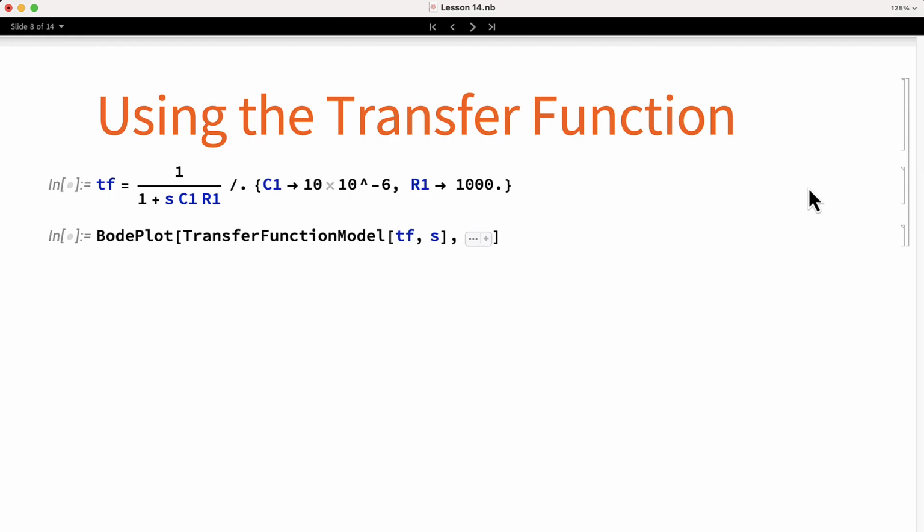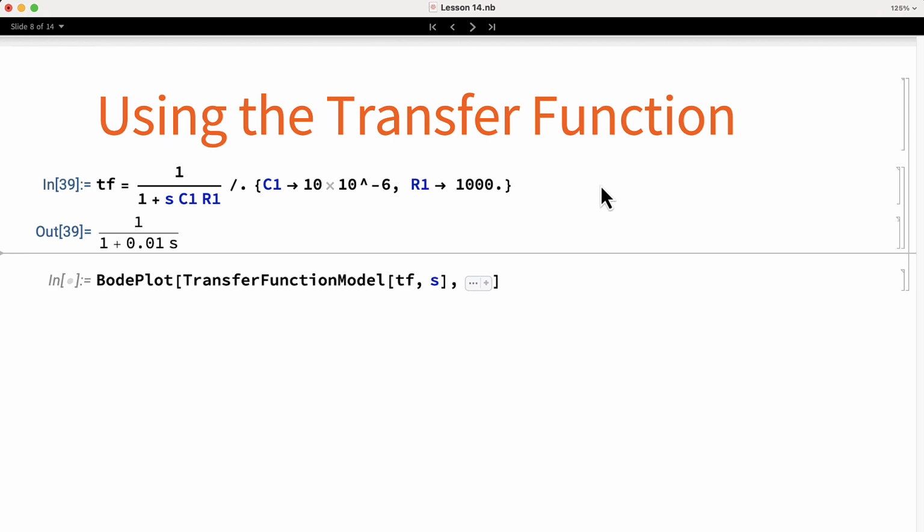Here is the transfer function we obtained before. I'm going to put numeric values for the resistor and capacitor. The capacitor will be 10 microfarads and the resistor 1 kilo ohm. And after simplification, the only symbol in the transfer function is S. We can use the function TransferFunctionModel to convert the formula into a Wolfram language transfer function. Then we can use the function BodePlot to show the frequency behavior of the circuit.